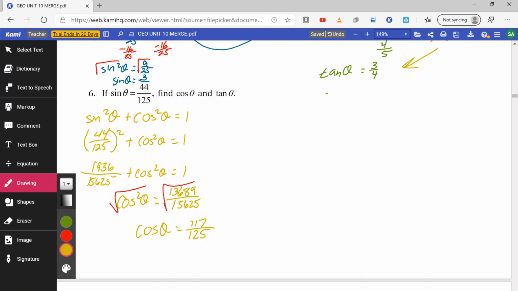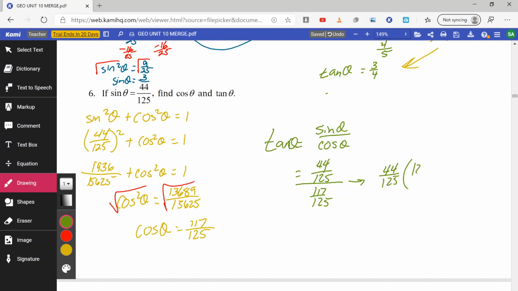So now that we know what cosine is, I can apply it to tangent. And again, tangent is equal to sine over cosine. Sine we were given is 44 over 125, and we're dividing it by cosine, which is 117 over 125. So what we can do now is either plug it in the calculator, top fraction divided by bottom fraction, or we can keep, change, flip. So 44 over 125 times 125 over 117.